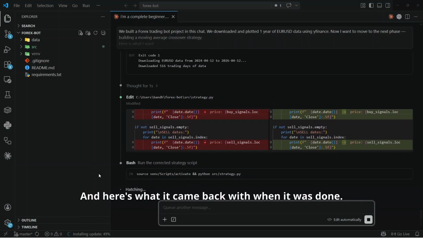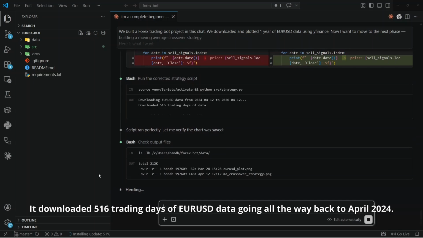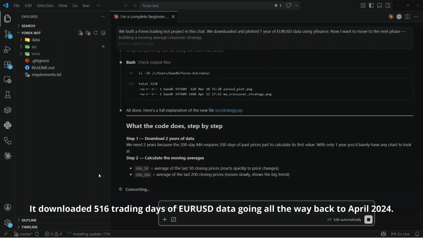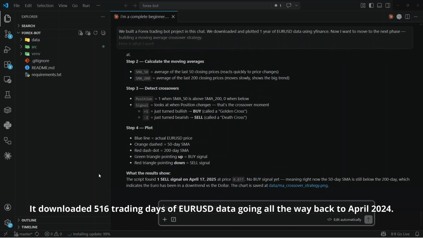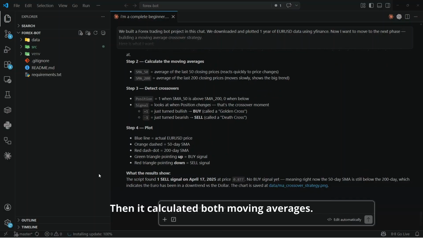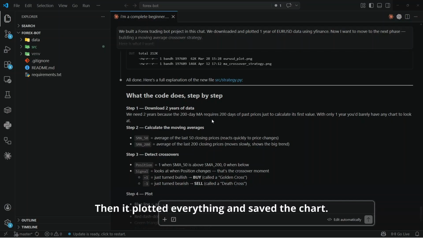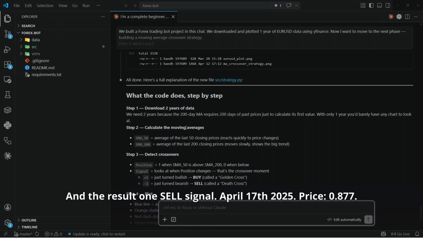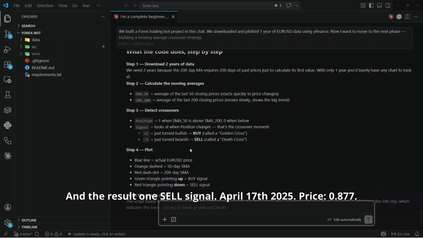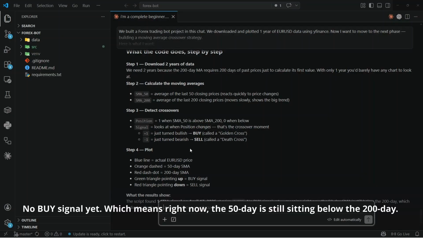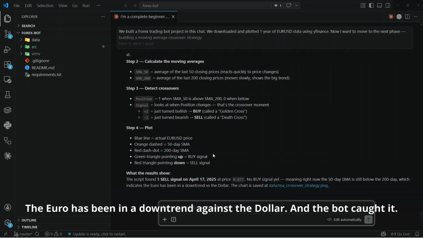I didn't have to do anything. And here's what it came back with when it was done. It downloaded 516 days of EURUSD data, going all the way back to April 2024. Then it calculated both moving averages. Then it looked for crossover moments, the exact points where the trend shifted. Then it plotted everything and saved the chart. And the result, one sell signal April 17th, 2025, price 0.877. No buy signal yet, which means right now the 50-day is still sitting below the 200-day. The euro has been in a downtrend against the dollar and the bot caught it.